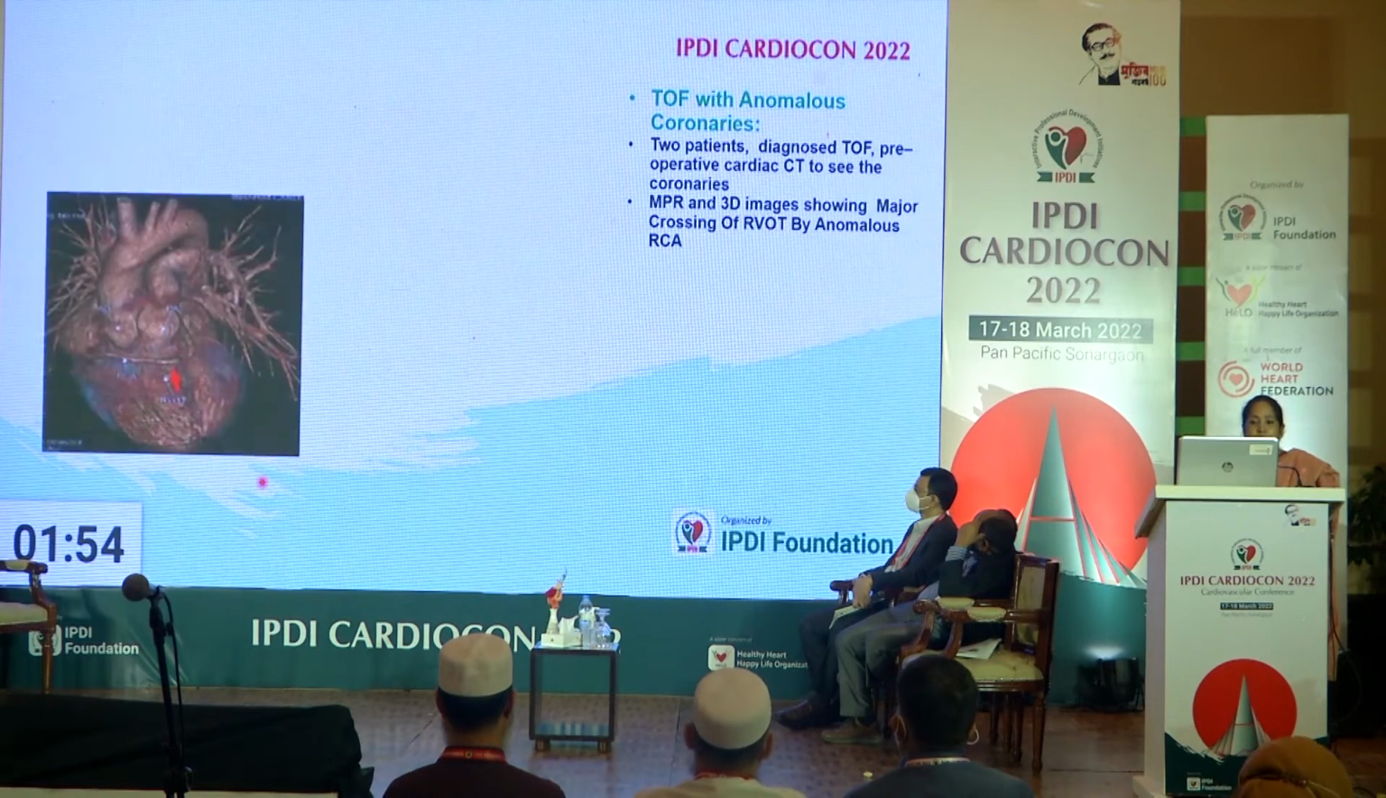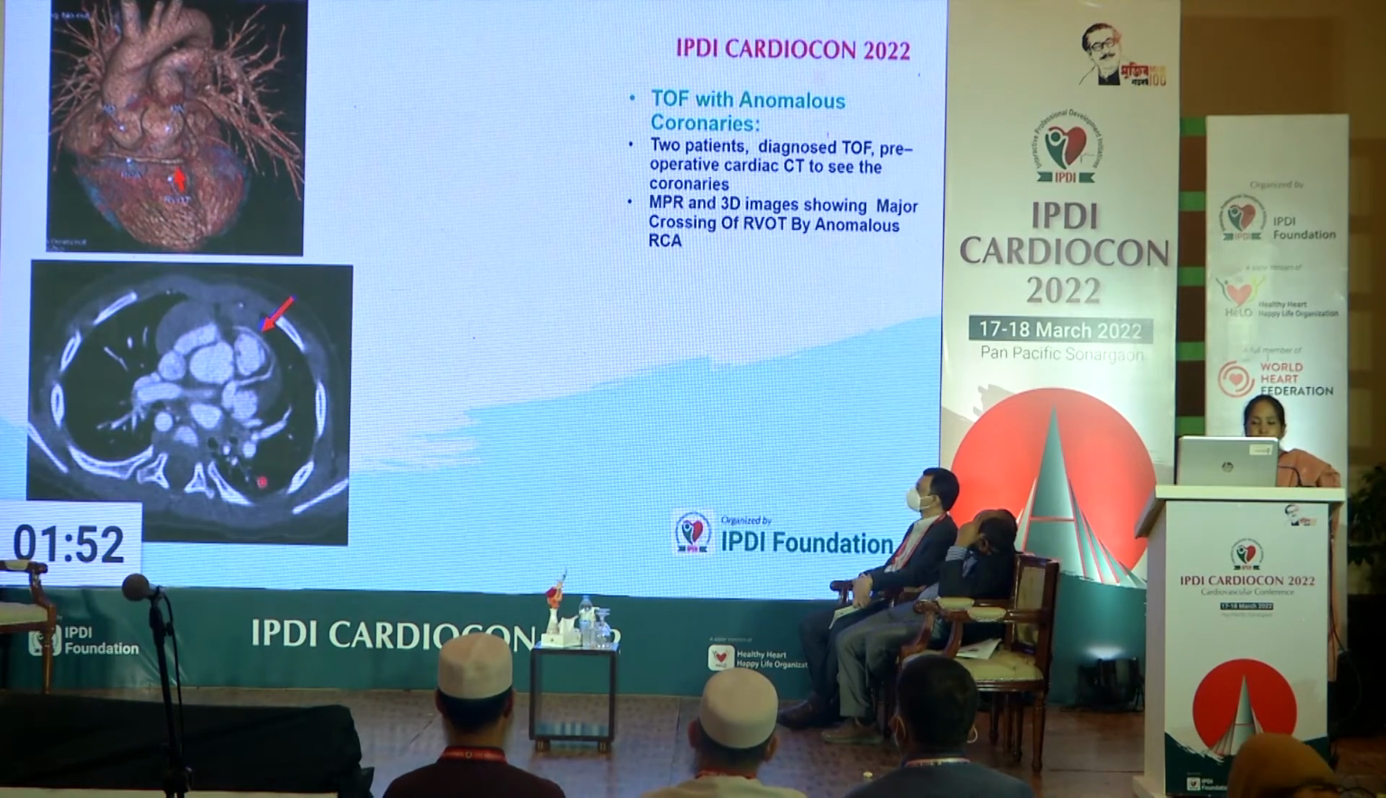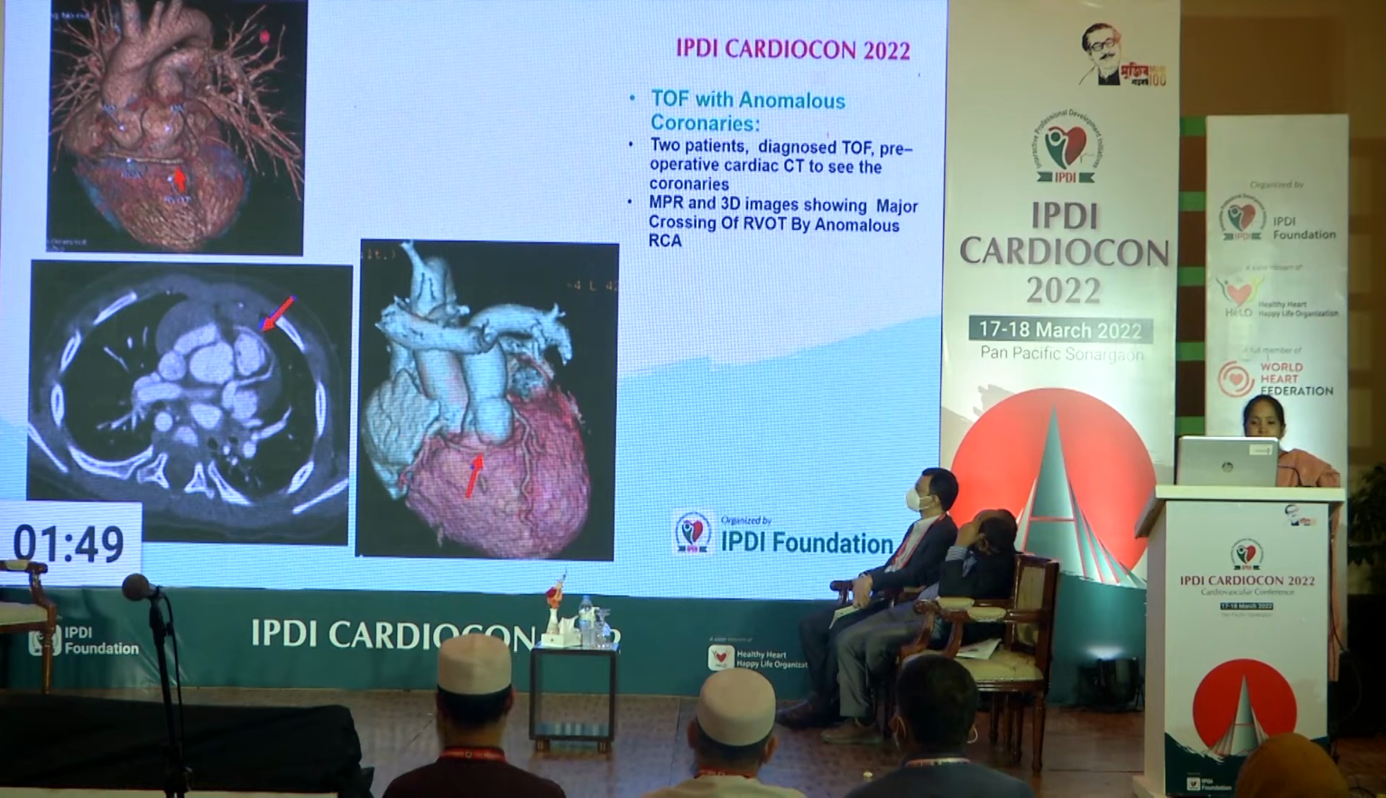About 5% of TOF patients are associated with an anomalous coronary artery, most commonly the RCA. In the first patient, in these 3D images, you can see there is narrowing at the RVOT, and the RCA comes from the left side and crosses over the RVOT. And here the RCA arises from the LAD and also crosses over the RVOT. So this type of patient needs an RV-to-PA conduit instead of infundibulectomy to prevent injury to the RCA and myocardial ischemia.